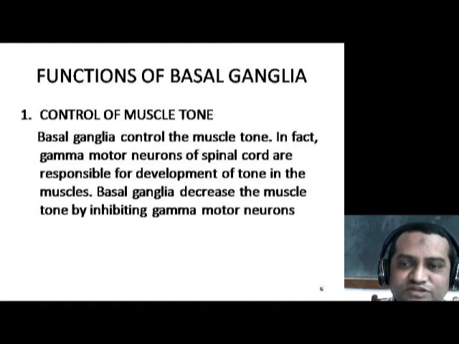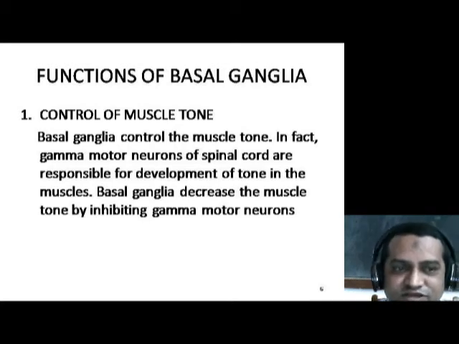The next one is about the functions of basal ganglia. The first function of basal ganglia is control of muscle tone. As basal ganglia is included in the extrapyramidal system, one of the important functions of basal ganglia is to control the muscle tone. In fact, gamma motor neurons of the spinal cord are responsible for the development of tone in the muscle. Basal ganglia decrease the muscle tone by inhibiting gamma motor neurons.